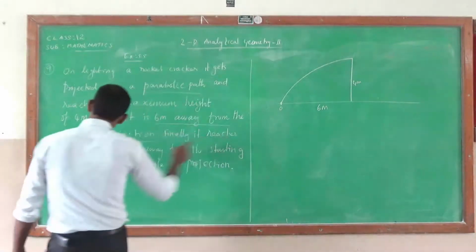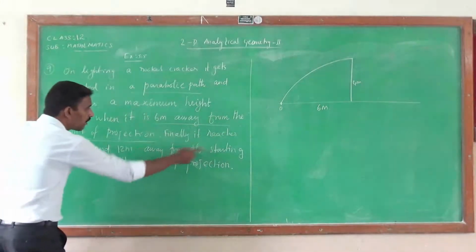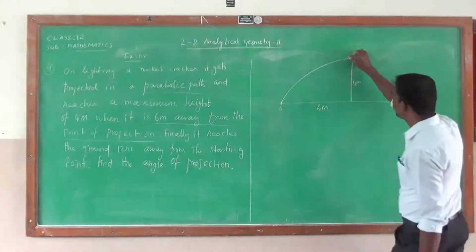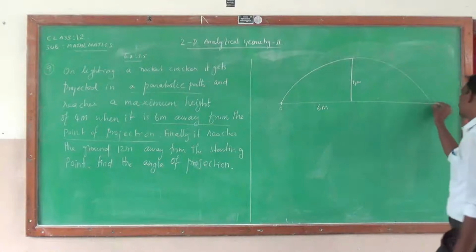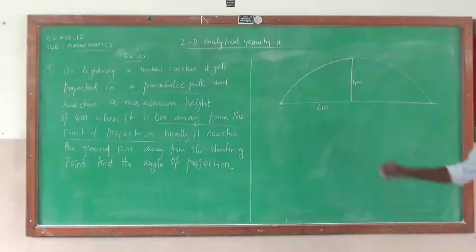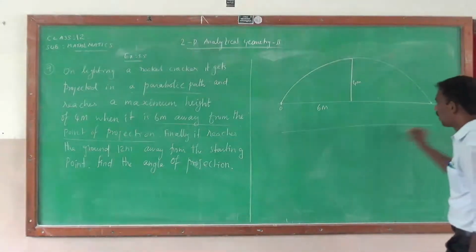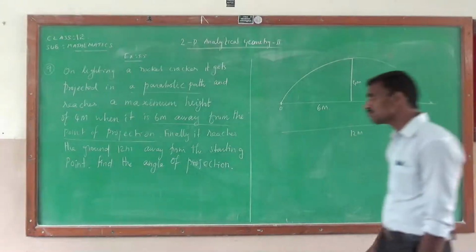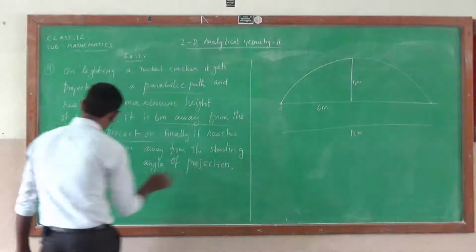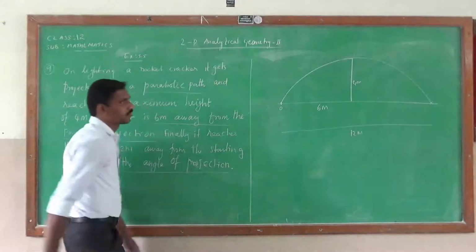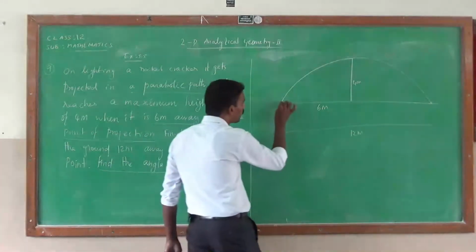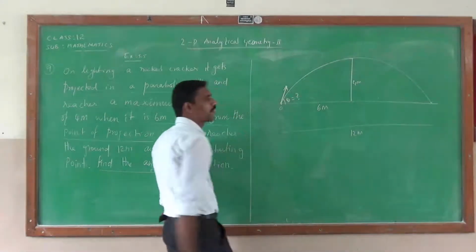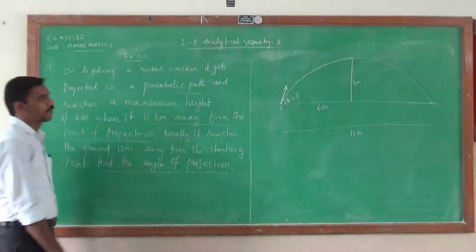Finally, it reaches the ground 12 meters away from the starting point. Then how much? 12 meters from the ground, right? Now the question is, find the angle of projection. Now you want to find out the angle of projection theta.